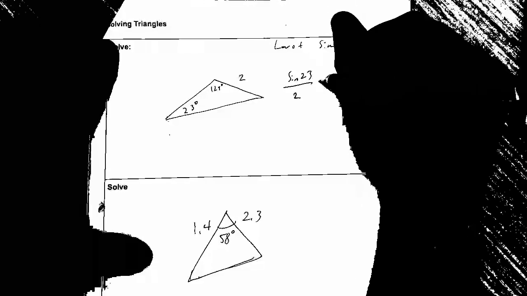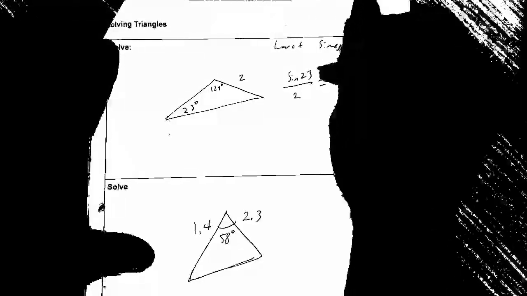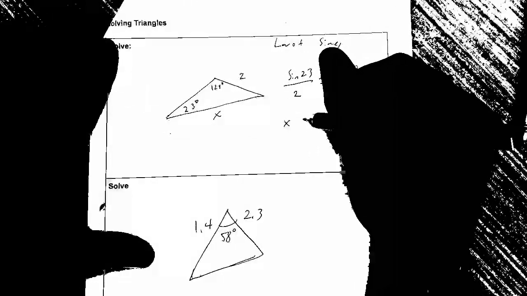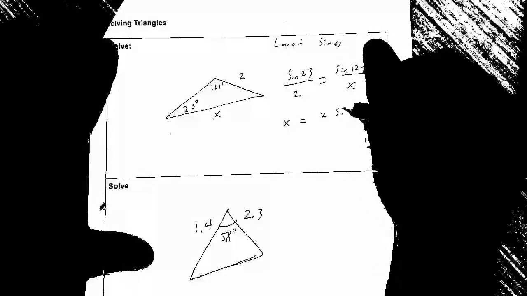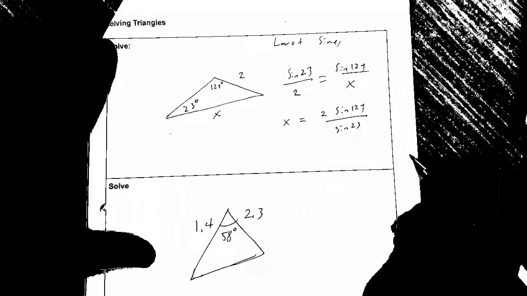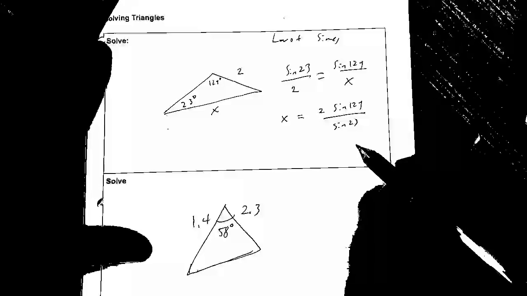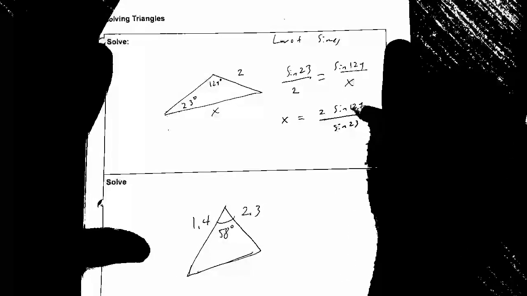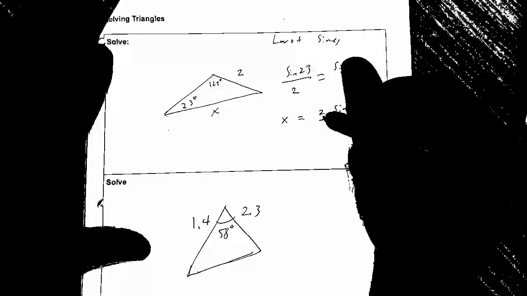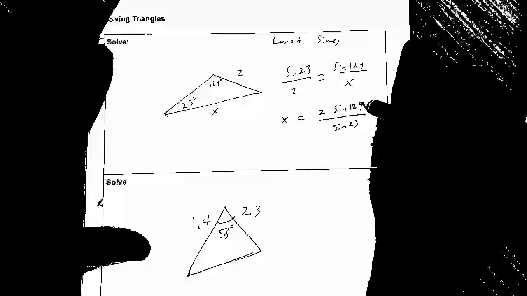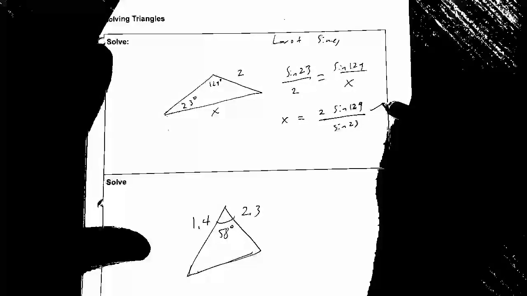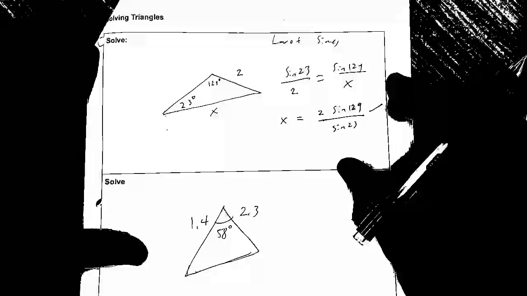Sine 23 over 2 equals sine 129 over x, let's call this x right here. So we're just going to get x alone. We would get x equals 2 times sine 129 over sine 23. That would be the value of x. Does that make sense? On the test, these would either be values you know, like sine 30, sine 60, or you would just leave it in this form. You wouldn't be expected to evaluate it, so this is fine. Are we good on the first one, for solving for those sides?